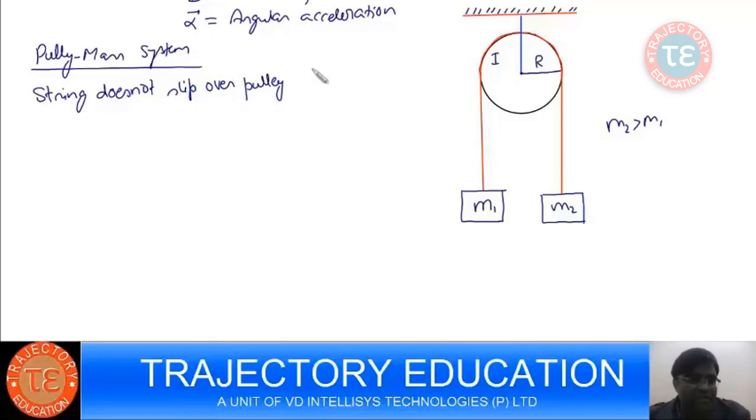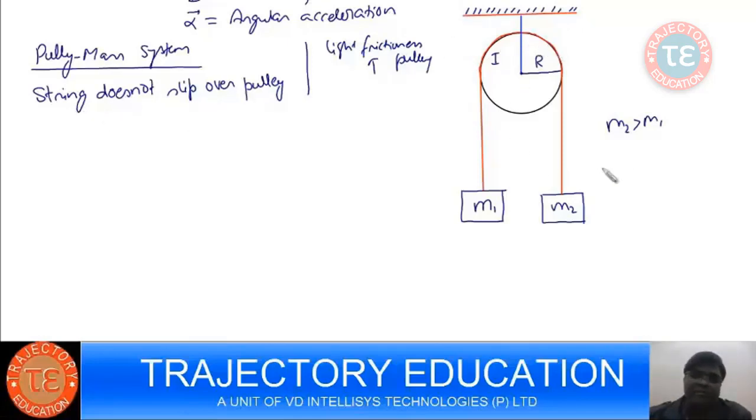What's the difference from the dynamics we did earlier? If you remember, I talked about a light frictionless pulley in the first chapter, but here the pulley has some mass. The pulley is not a light frictionless pulley. The pulley has mass, and there is friction. There the string slid over the pulley, but here the string is not slipping over the pulley.